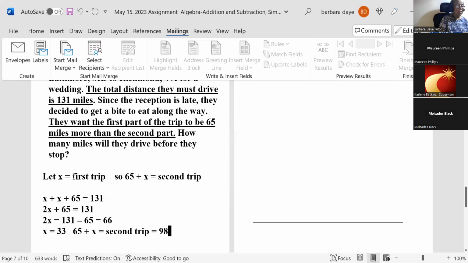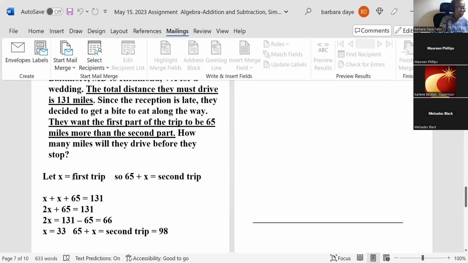Okay, so now they must drive 98 miles before they stop. I get as far as 66, but I can't get the rest. Okay, so they must drive 98 miles before they stop.